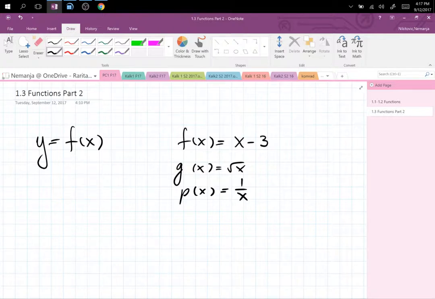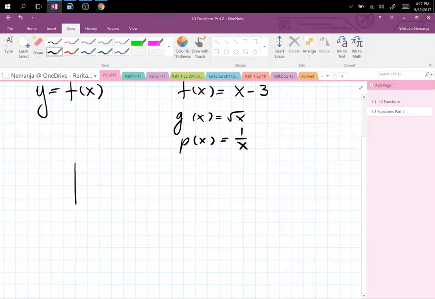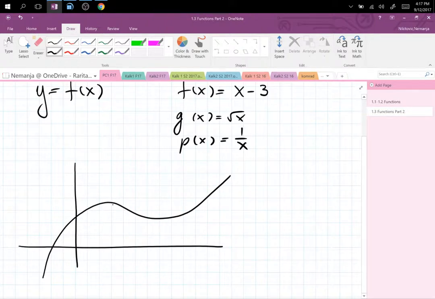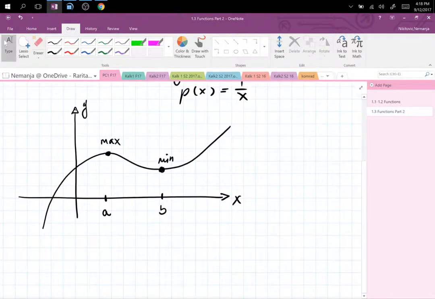So we have this. Now, let's take a look at an arbitrary graph. We see that somewhere over here there is a max value at this number a, and somewhere over here there is a min value at b. I don't even know what this function is. I'm just going to call it f of x. It will have some kind of equation.